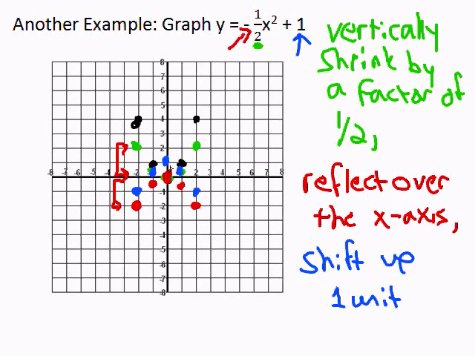And finally, we end up with the graph of y equals negative 1/2 x squared plus 1. Notice it's a little wider looking. It's been vertically compressed or vertically shrunk. It's been reflected over the x-axis, and then it's been shifted up 1 unit.